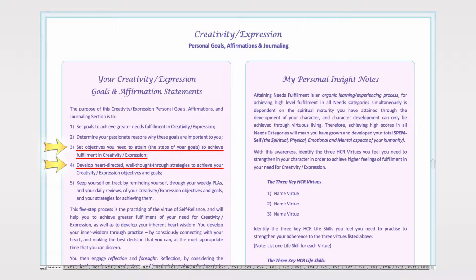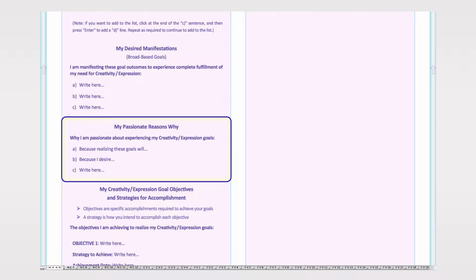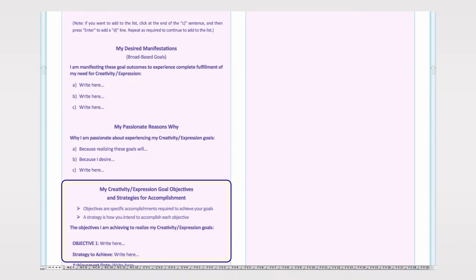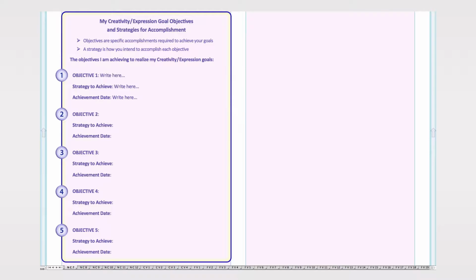Develop heart-directed, well-thought-through strategies to achieve your creativity expression, objectives, and goals. Scrolling down again, the Objectives and Strategies template is underneath the Passionate Reasons Why section. There are 5 templates you can use for this. To reiterate, a goal is broad-based. The objectives are the steps you need to attain to achieve your goal. So you need to carefully consider what these steps are.